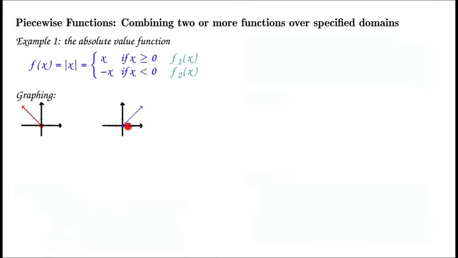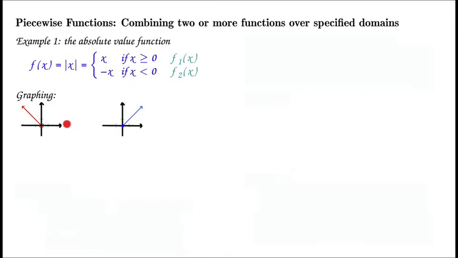Now let's look at f sub 1, or positive and 0 values of x. Here the 0 is included, so I have a filled in circle, or a closed circle, at the origin, and I have a line segment with slope 1 that goes up and to the right. Notice there's no graph here where x is negative, because this piece of the graph is only defined for x greater than or equal to 0.